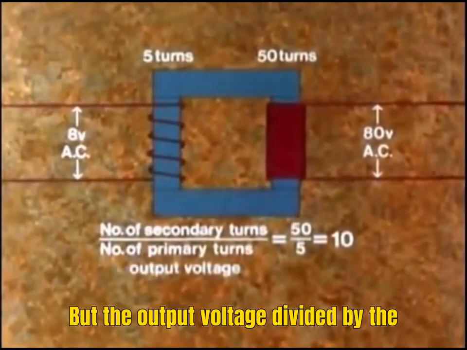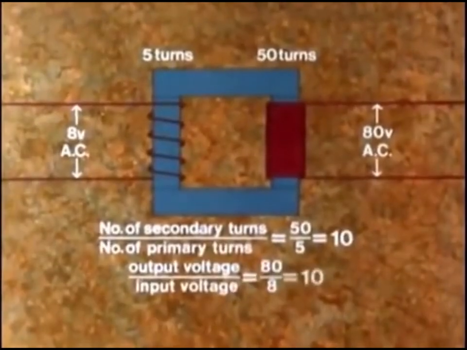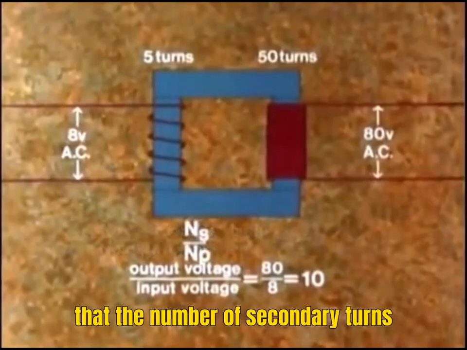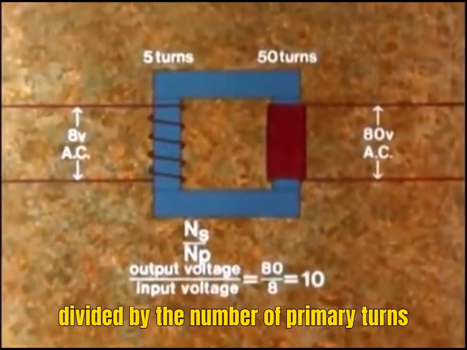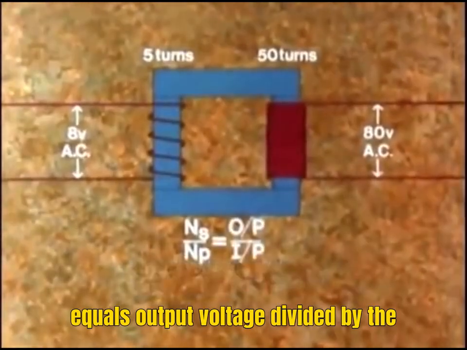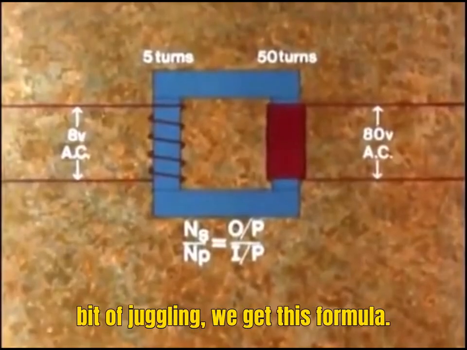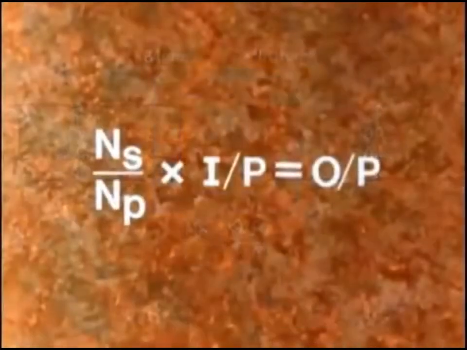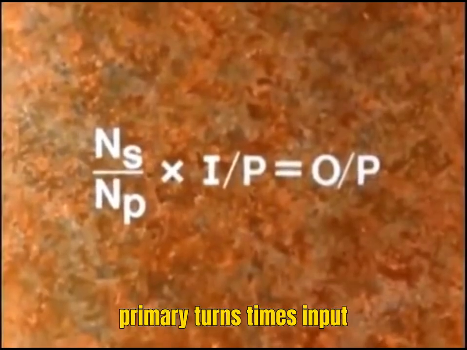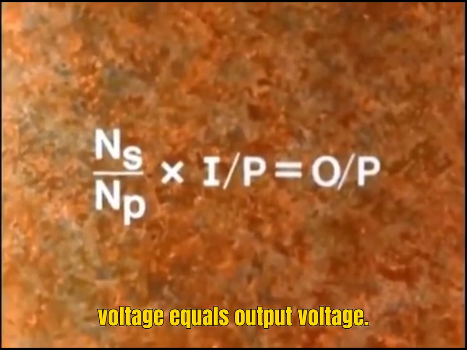But the output voltage divided by the input voltage also equals 10. Using obvious abbreviations, this means that the number of secondary turns divided by the number of primary turns equals output voltage divided by the input voltage. And if we do the simple bit of juggling, we get this formula. Secondary turns divided by primary turns times input voltage equals output voltage.